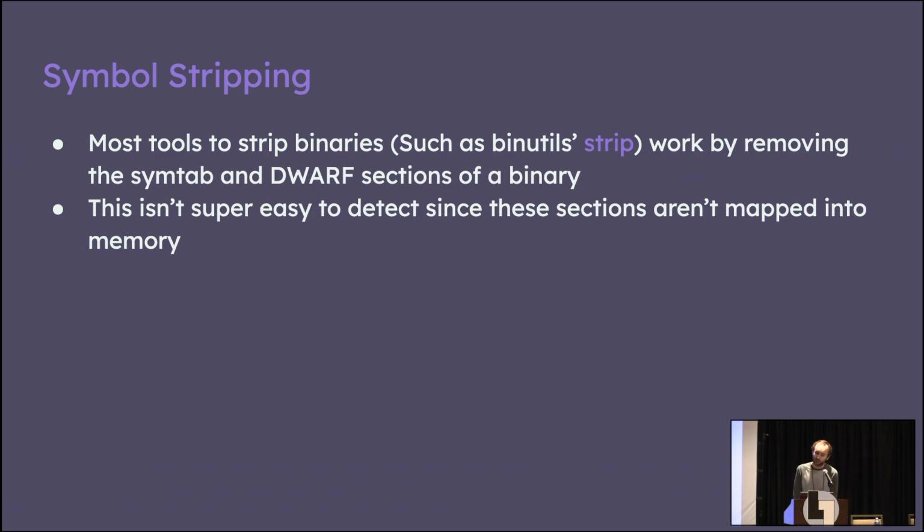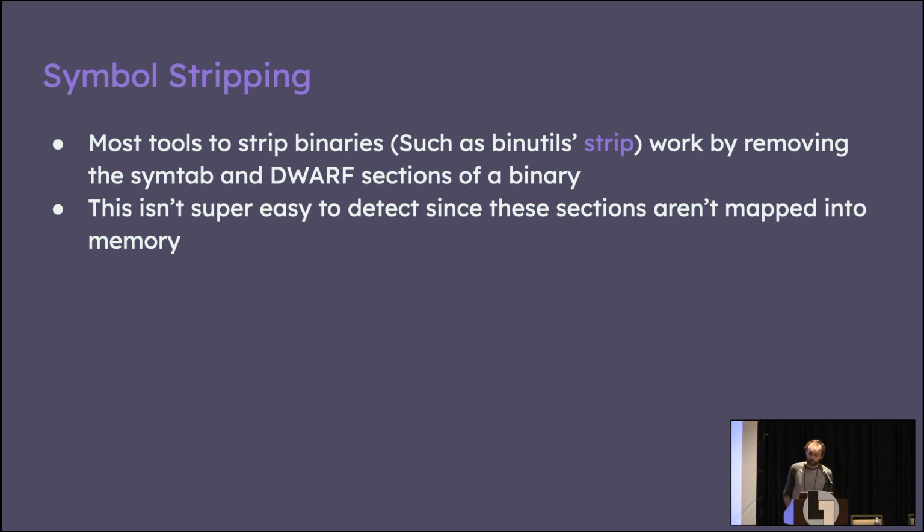I'm using the binutils strip utility as an example here, but I think this is true of pretty much anything you could be using. Stripping a binary basically works by removing the symtab and removing all the DWARF sections. So we're not modifying the code, we're not modifying the data, we're just removing a few sections from the binary that aren't really necessary for anything. So this isn't quite as easy as it might sound to detect, because these sections aren't mapped into memory anyway. It's not like the data segment where you can just look for it in memory, see if it's changed, anything like that. Like we said, these are unnecessary sections for execution, so they're not going to be in memory either way.